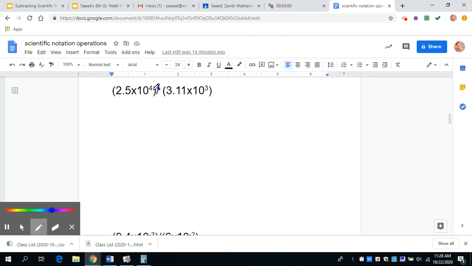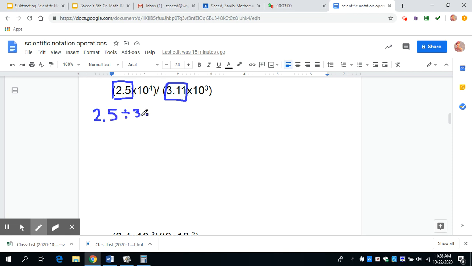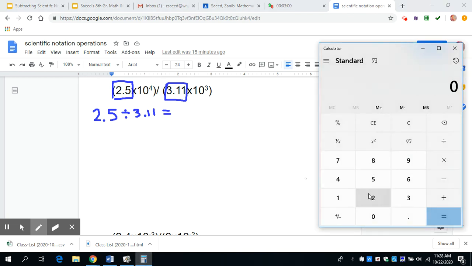You've got division now. This is going to be my division sign, guys, because I couldn't find a nice one. So my slash right here is the division. So I have 2.5 times 10 to the 4th power divided by 3.11 times 10 to the 3rd power. Same rules as multiplication, except this time you are dividing, okay? So you're going to divide your coefficients first. So you're going to divide 2.4 divided by 3.11, which... did I say 4? It should have been 5. 2.5 divided by 3.11, which is going to give me, I have no idea, so let's find out together. 2.5 divided by 3.11.